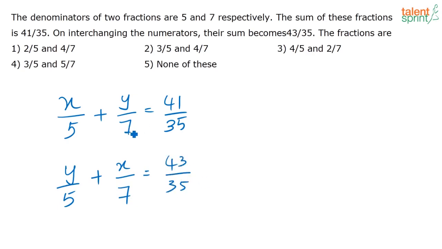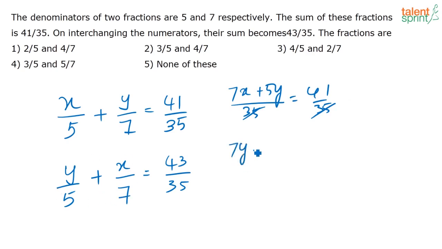Now if I take these numerators and try to rationalize the denominators, what do I get? I get 7x plus 5y divided by 35 is equal to 41 by 35, or I just cancel this denominator, so I get 7x plus 5y is equal to 41. Similarly, if I do for this, what do I get? I get 7y plus 5x is equal to 43, and I just need to solve these two to find the value of x and y, and we directly get the answer. So this is one way of doing it.